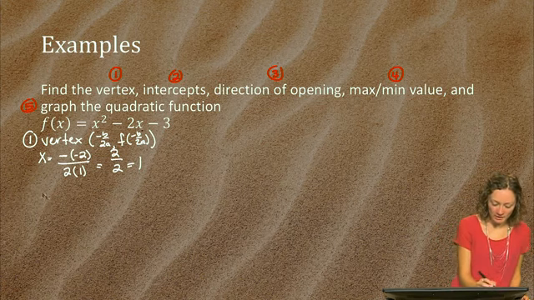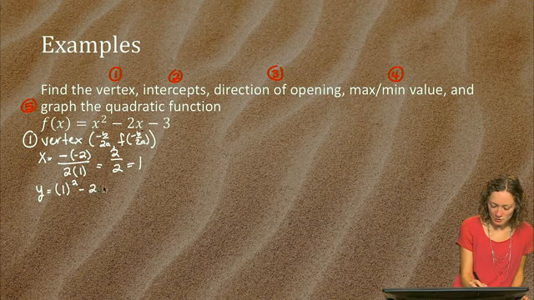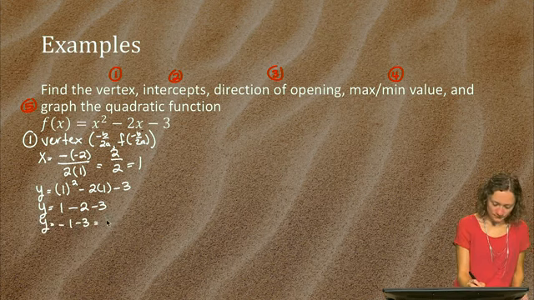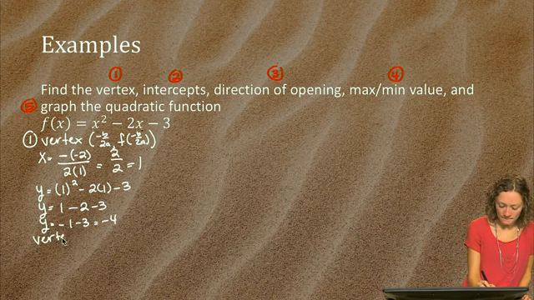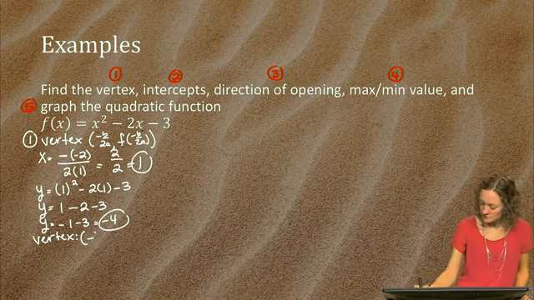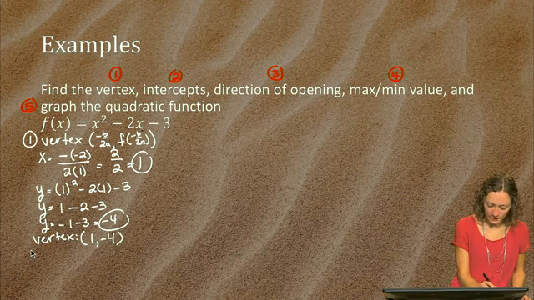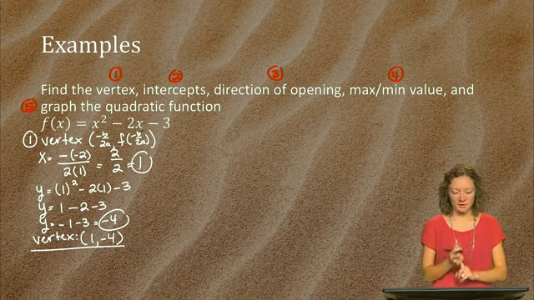Okay, you need the corresponding y value. So y must be 1 squared minus 2 times 1 minus 3. 1 minus 2 minus 3. -4. So the vertex is 1, -4. Whoops. Too fast. 1, -4. There's one piece of information. We have the vertex. Okay?